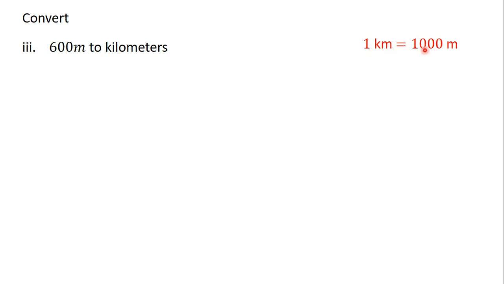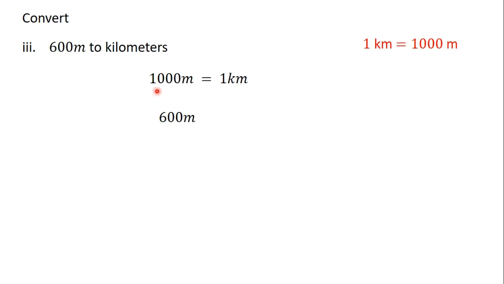1 kilometer is equal to 1000 meters. We are converting from meters to kilometers. I prefer writing the meters on the left hand side, then kilometers on the right hand side, because we are converting from meters to kilometers. So when I do that, we will have 1000 meters is equal to 1 kilometer. Now we are going to use this rate to convert 600 meters to kilometers.